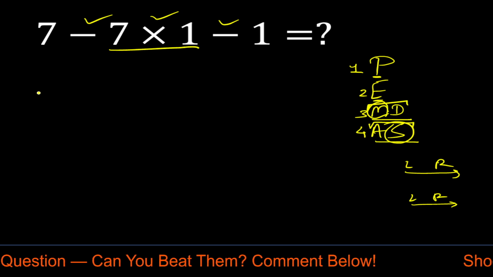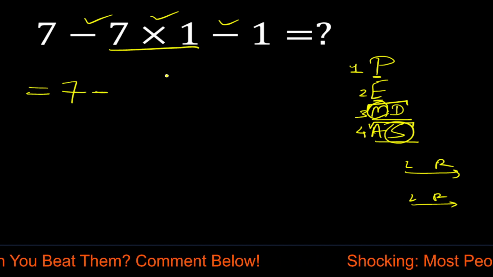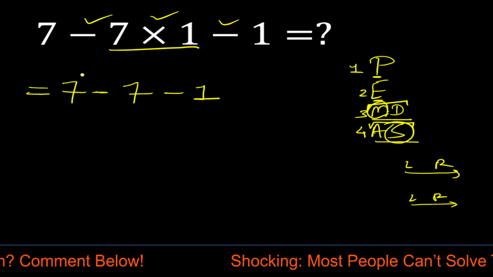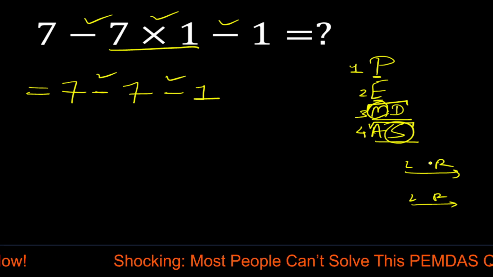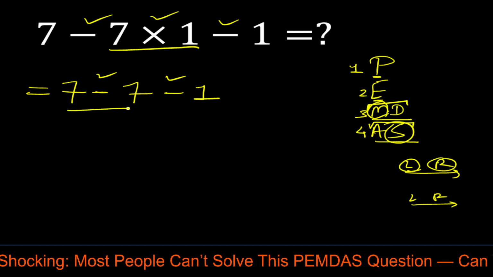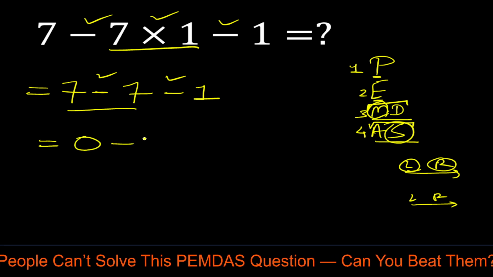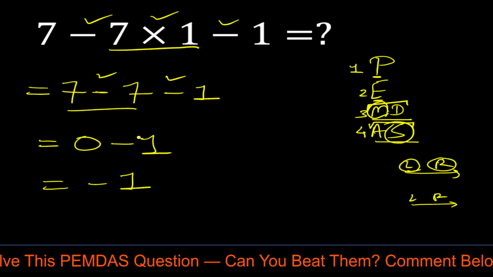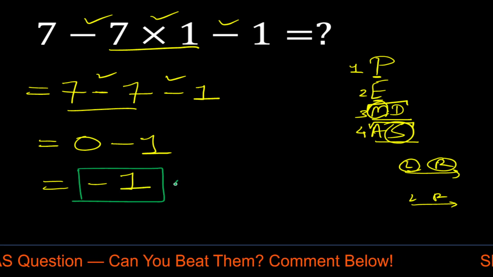So first we have to solve this multiplication. So now 7 minus, now solve this multiplication, 7 times 1 is equal to 7, minus 1. Now here we have subtraction and here subtraction, and both have equal priority, so we have to solve it from left to right. So first we have to solve this subtraction. So 7 minus 7 is equal to 0, minus 1. So 0 minus 1 is equal to minus 1, right? So the correct answer is minus 1.